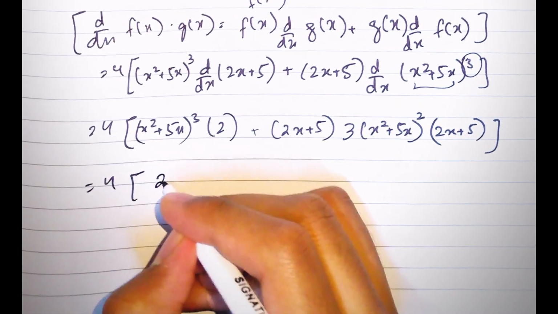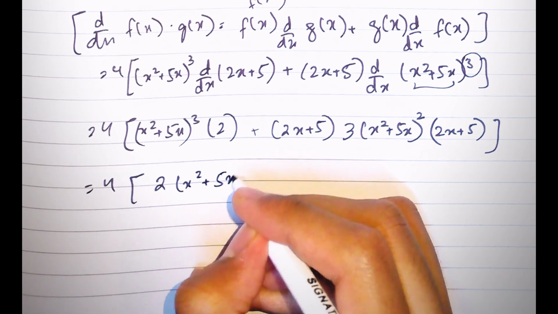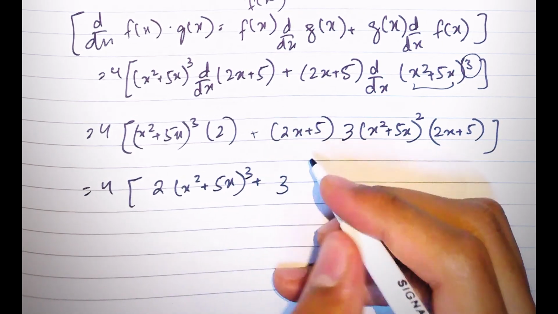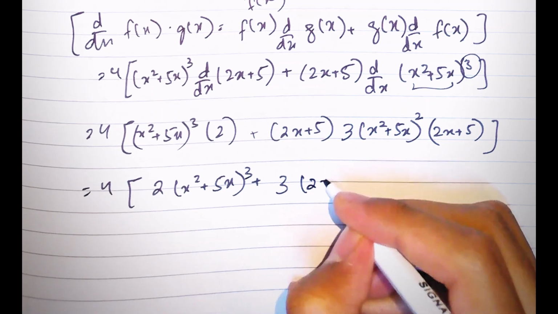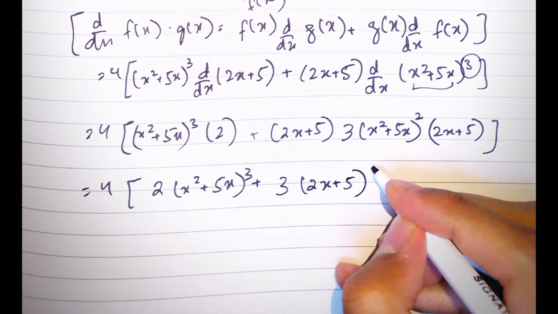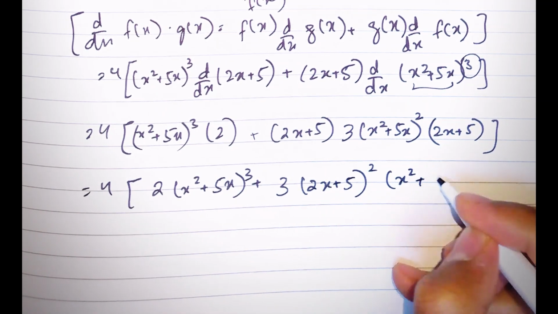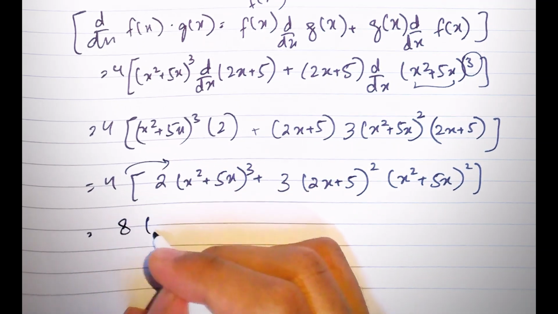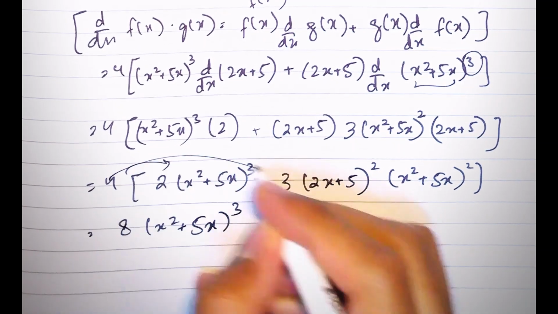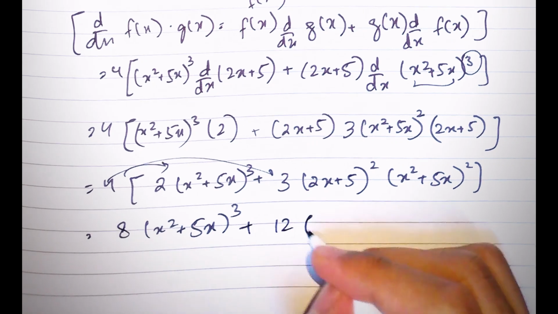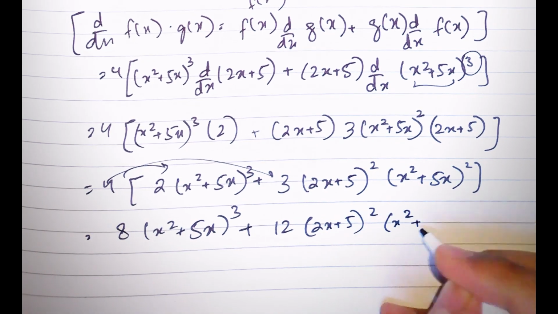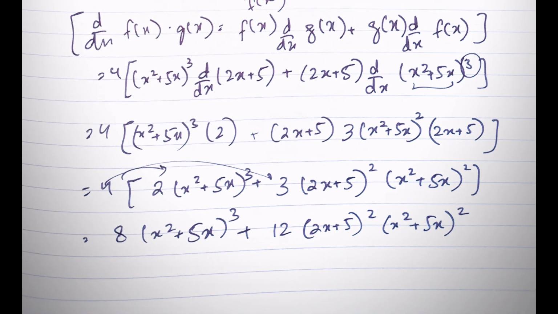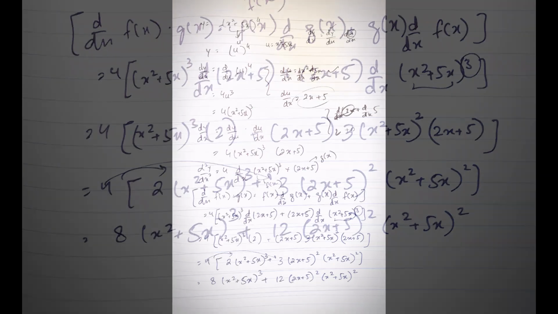So 4 times [2 (x squared plus 5x) power 3 plus 3(2x plus 5) is actually present 2 times. So let's just write it with a square, (2x plus 5) square, and (x squared plus 5x) squared]. So let's just multiply this 4. So 4 multiplied by 2 is 8. 4 multiplied by 3 is 12. Okay, so this is the final second derivative of (x squared plus 5x) power 4.